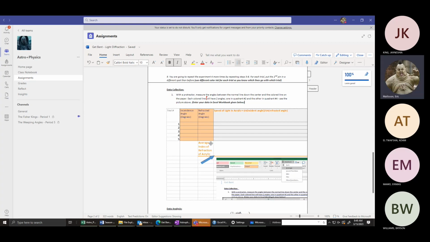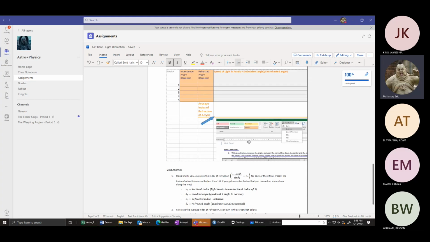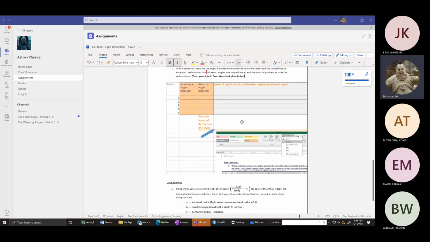So then at the end, what you're going to do is you're going to get an average index of refraction. And this is how you do the average here. So it's really easy, and Excel actually already has this laid out. So all you have to do is go up here to the auto sum function, hit the word average, and it will average this whole number out for you. So all five, so instead of you having to do the average calculation on your own, you just click on average, and the computer program does the average for you.